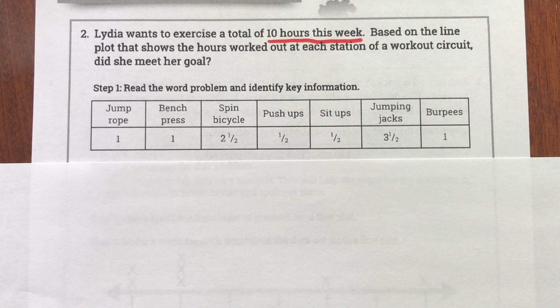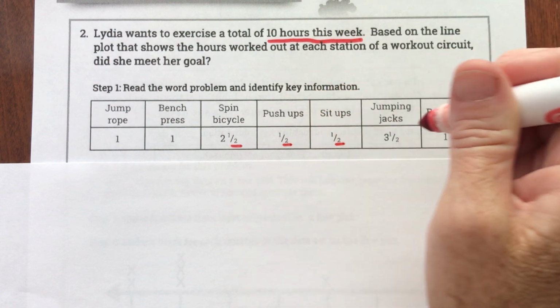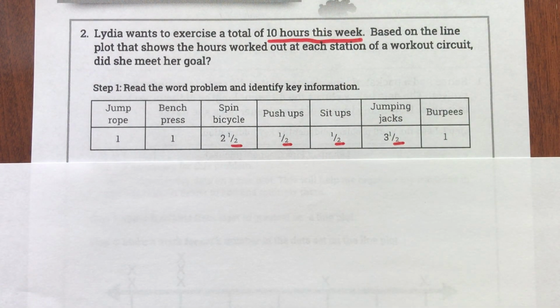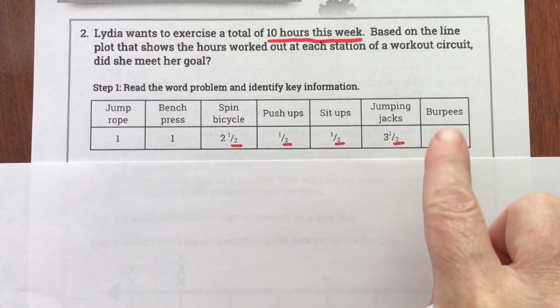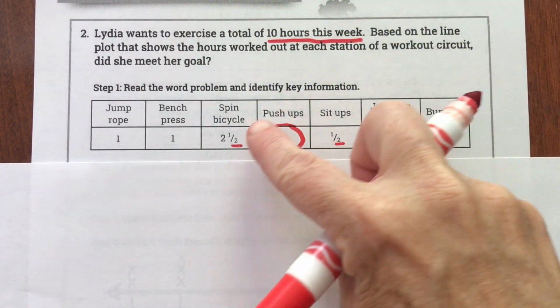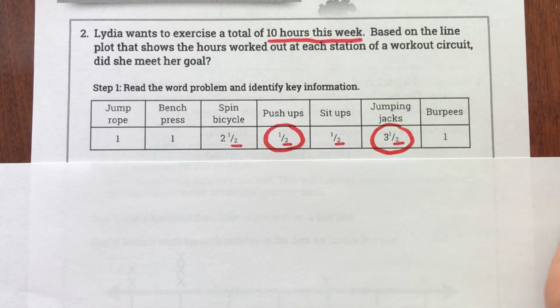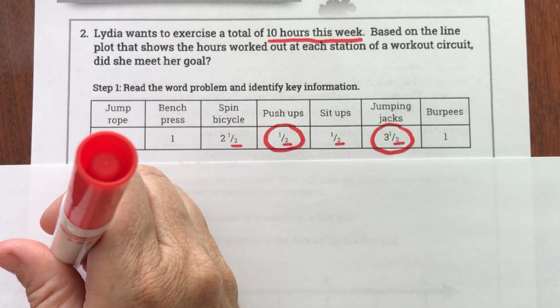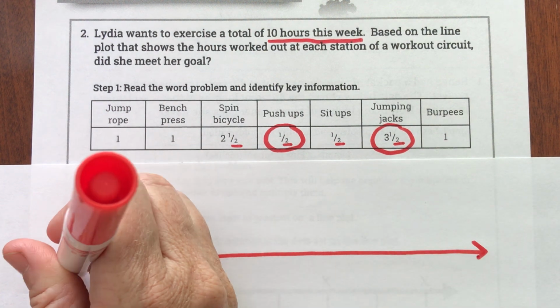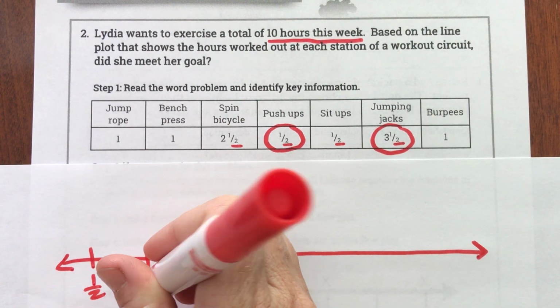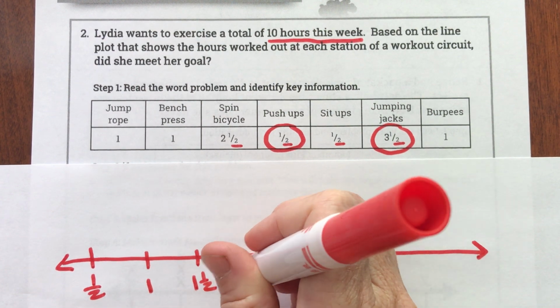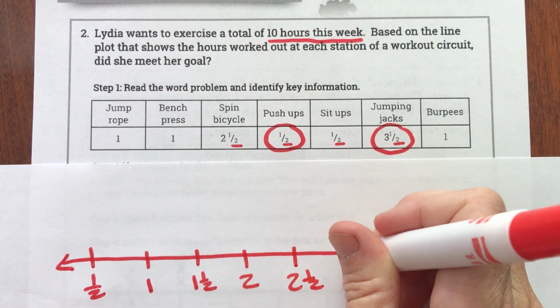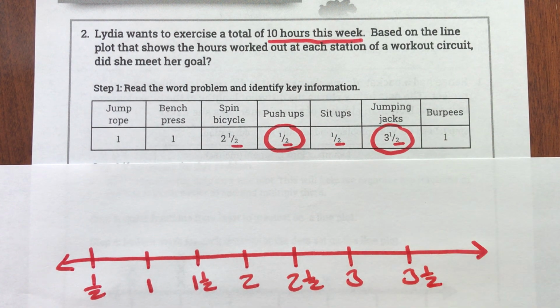Then it says to find common denominators. Well, for this problem, when I look at my denominators, they're already common, so I can skip that. Step 3 says that I'm going to order the fractions from least to greatest, or just look at the least and look at the greatest. So when I look here, I see 1/2 is my least, and I see 3.5 is my greatest. And it looks like my scale is going to be counting by halves. So I'm going to get my number line ready. Say a half, 1, 1 1/2, 2, 2 1/2, 3, and 3 1/2.